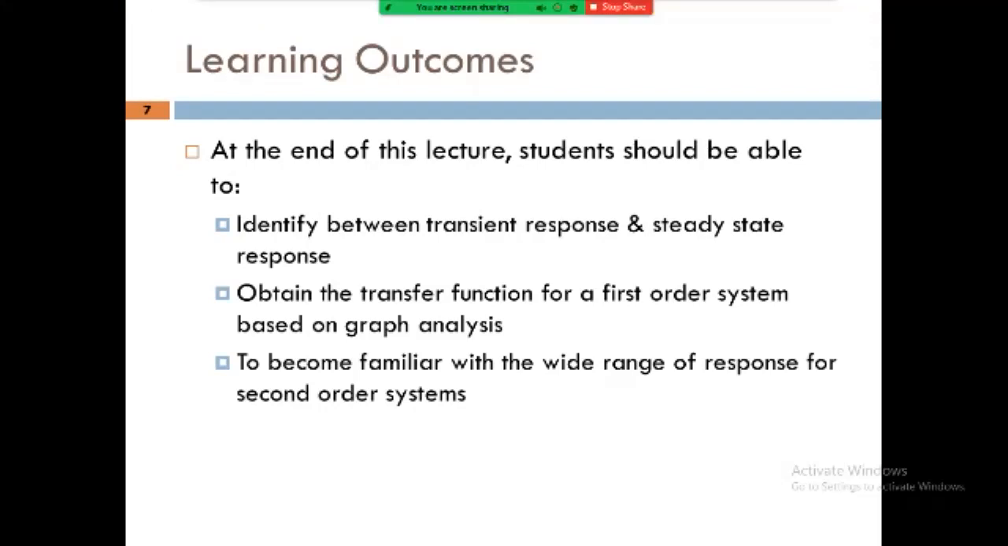So basically, why are we going to study these two topics? At the end of this lecture, the student should be able to learn and identify the difference between the transient response and the steady state response. Also, to obtain the transient transfer function for the first order system based on the graph analysis, meaning the signal flow graph we discussed in the previous lecture. Also, the reduction of the block diagram system. Also, to become familiar with the wide range of responses for the second order system. Let us see one by one.